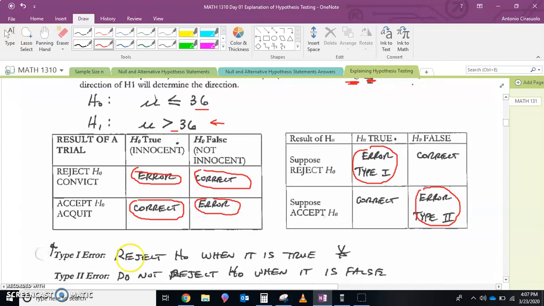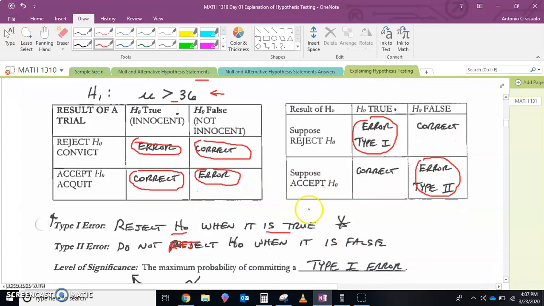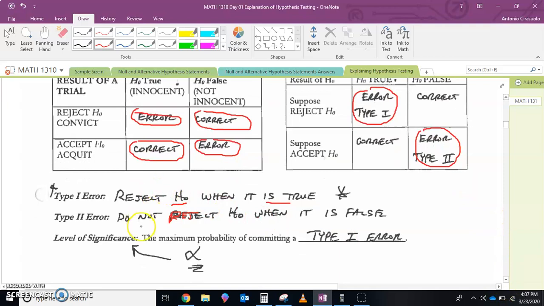So in terms of the error, type 1 error is saying we reject the statement, the null hypothesis, when it's actually true. And type 2 is you do not reject H naught when it is false. What we're really interested in is looking at this type 1 error. So in this case, the level of significance is going to be stated, and it's saying the maximum probability of committing this type 1 error. So that's what that really means.